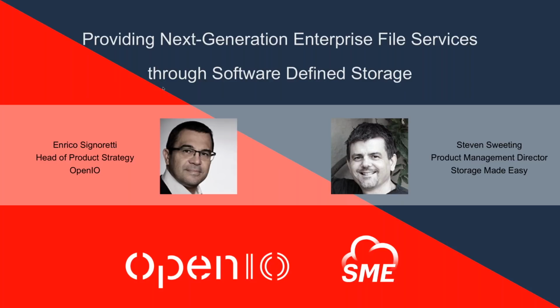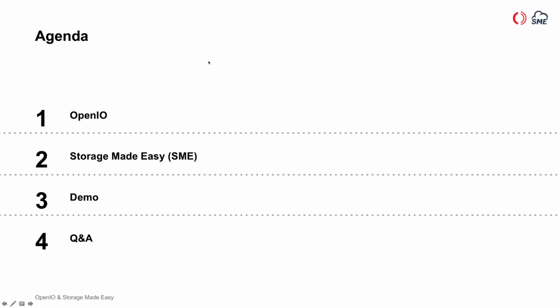The agenda is divided in 4 parts. First, we'll introduce OpenIO and SME. Then we'll see how OpenIO and SME work together to help organizations provide superior next-generation services. And then we'll make a demo of OpenIO SDS and Storage Made Easy File Fabric.